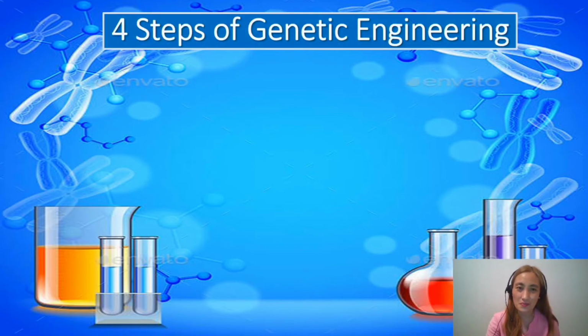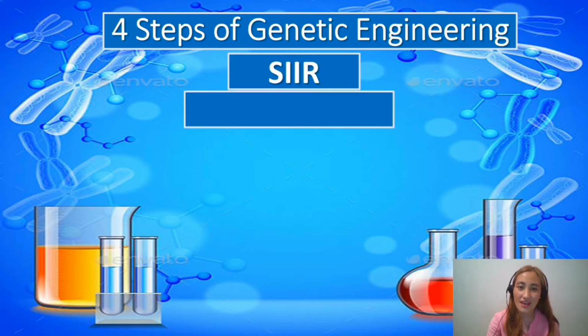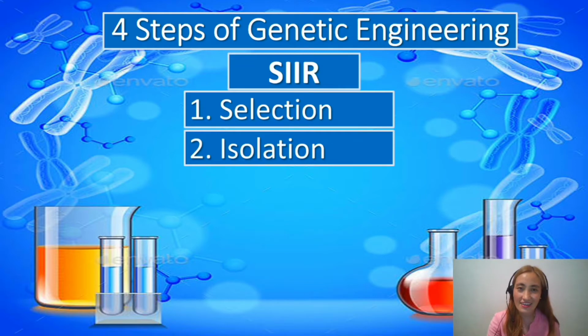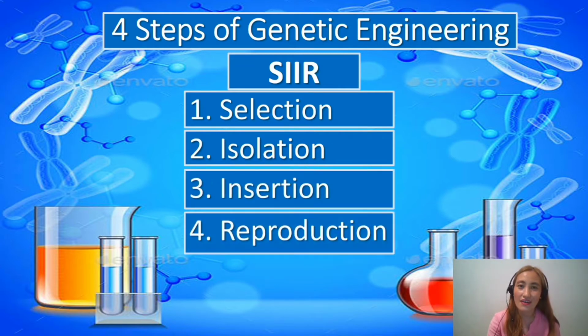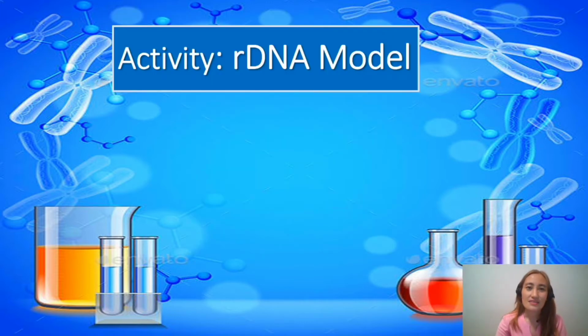Moving on with our topic, there are 4 steps of genetic engineering. We can use the acronym SEER, which stands for S, Selection, E, Isolation, E, Insertion, and R, Reproduction. To better understand the process of genetic engineering, let us make our own rDNA model.